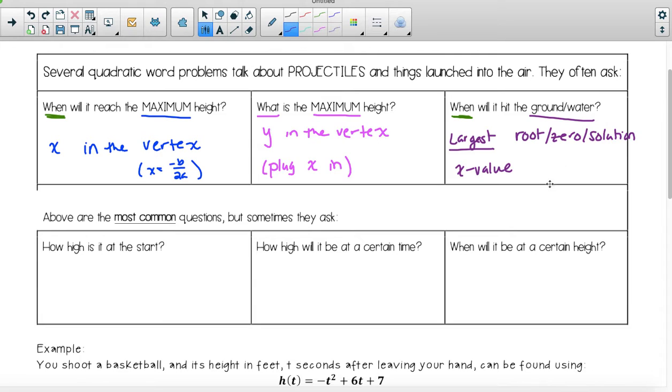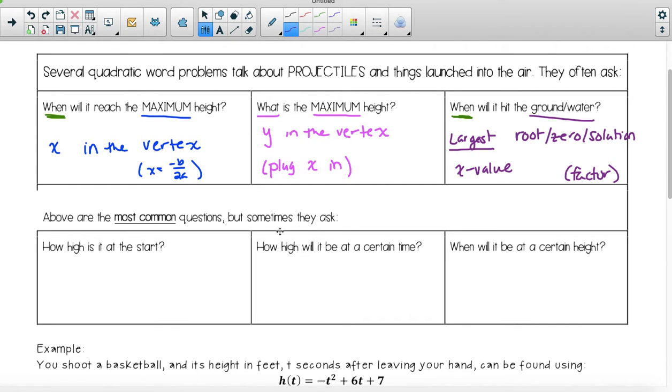So to solve for this, to find that value, you're going to factor. You'll need to factor the problem and find both of your solutions, and you'll want to know which one is the largest. The largest is going to be when it actually finally lands and it hits the ground or it hits the water. So it should be equal to 0. The problem needs to be equal to 0 so you can factor it.